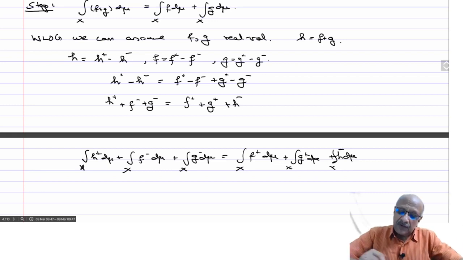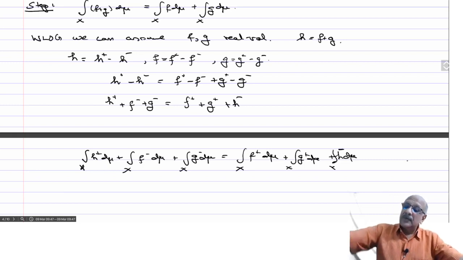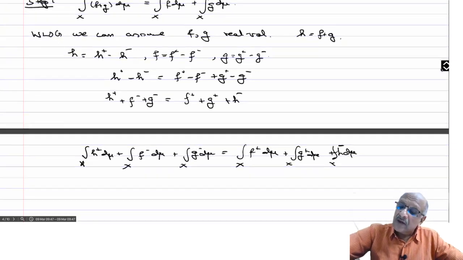Because all these functions are non-negative, and for non-negative functions we have already proved that if you have a sum of non-negative functions, then the integral of the sum is the sum of the integrals. Okay, so we have this. Now everything is finite.